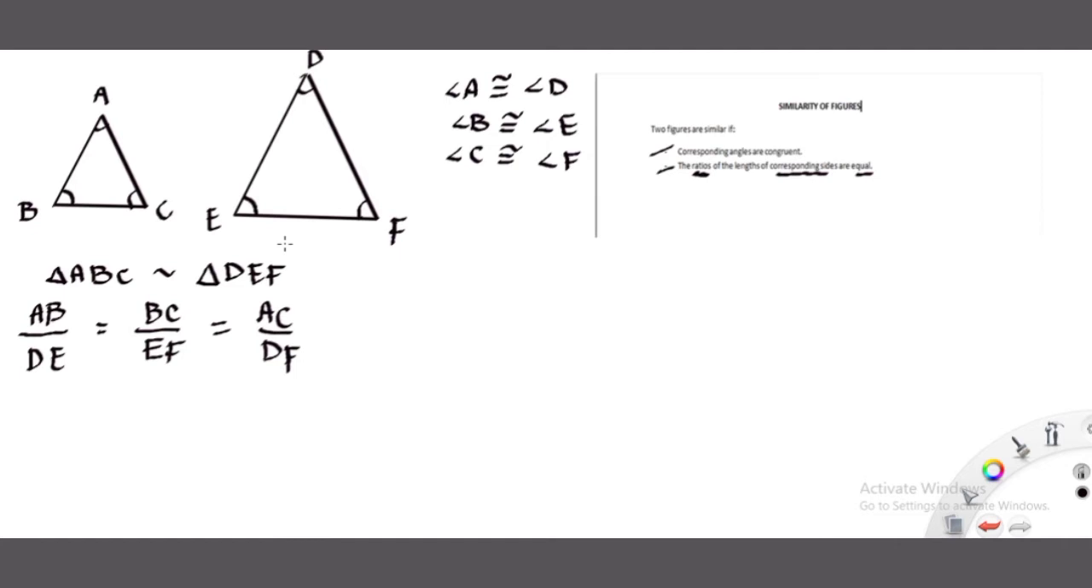Okay? So let's have an example. Lagyan natin ng value itong mga sides nitong similar triangles natin na to. Let's say AB is 4 units. And then AC, let's say, is 8 units. And then BC is 6 units. So, kompleto yung measurement ng sides ng ating first triangle.